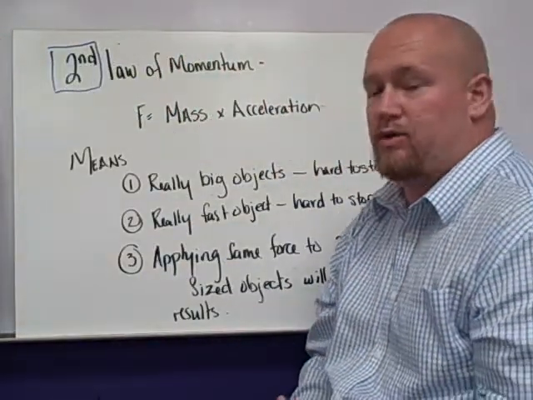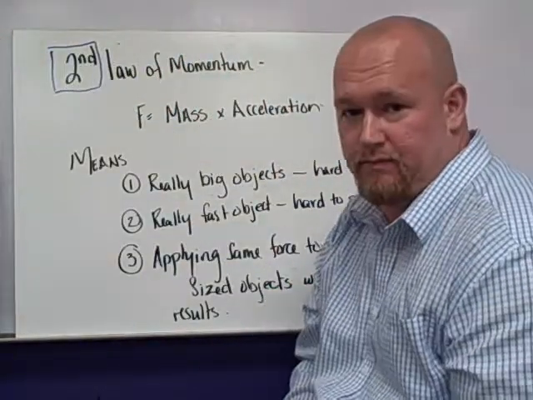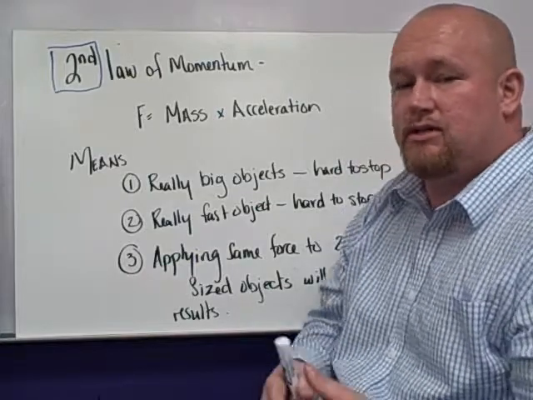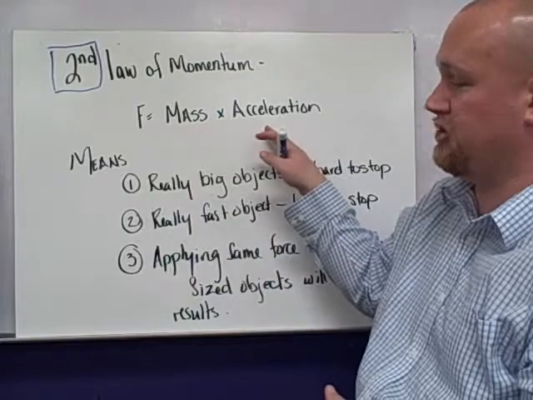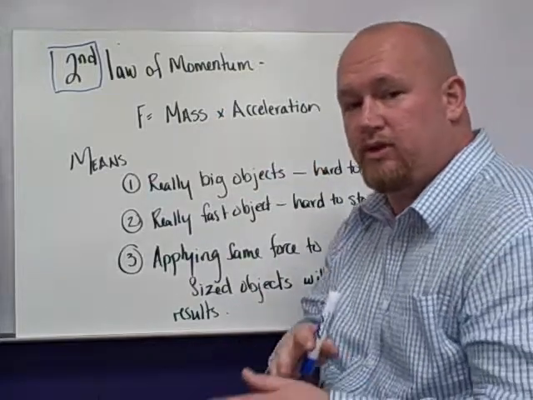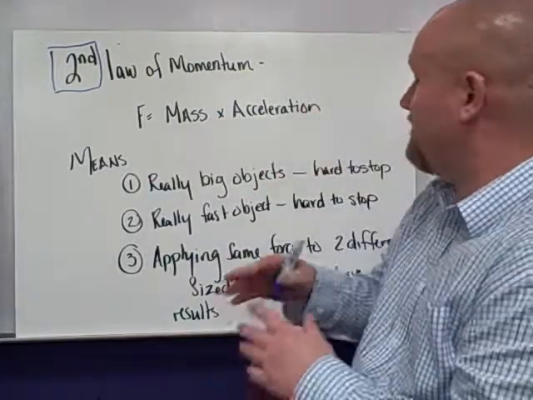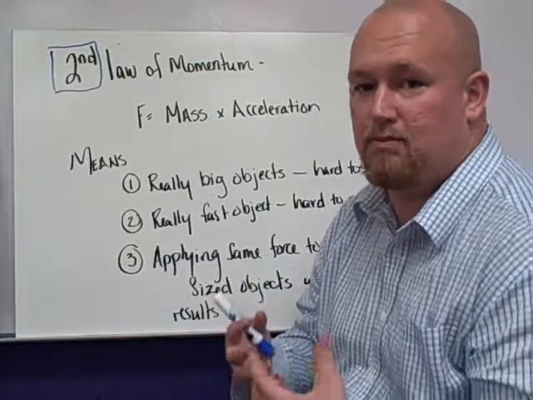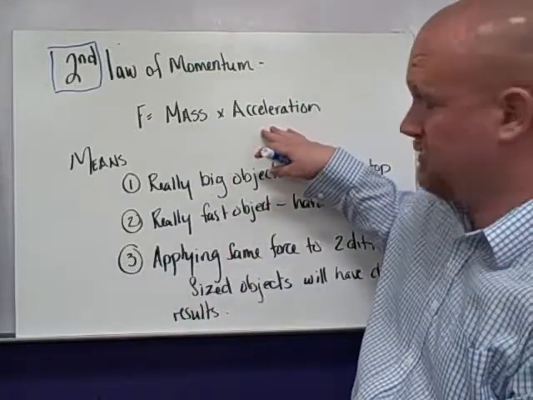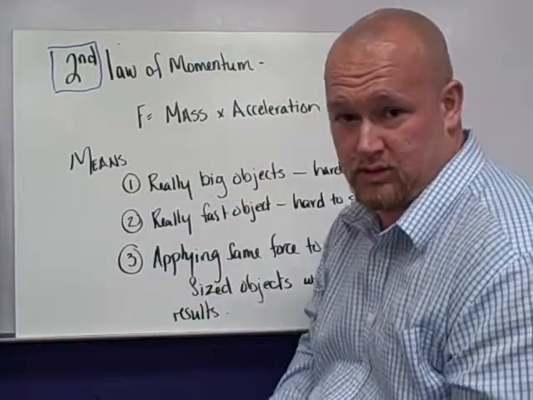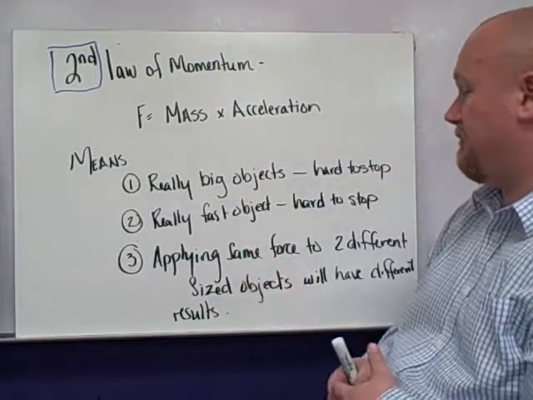Newton's second law of motion is the law of momentum. Usually it's easier to give you guys the formula that says force equals mass times acceleration. Now, what this really means is that really big objects take more force to slow down, or really fast moving objects take more force to slow down. Both of them are harder to stop.